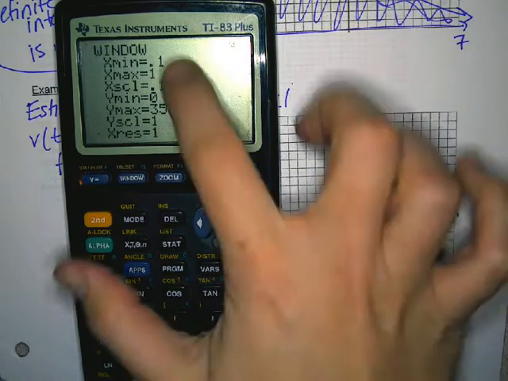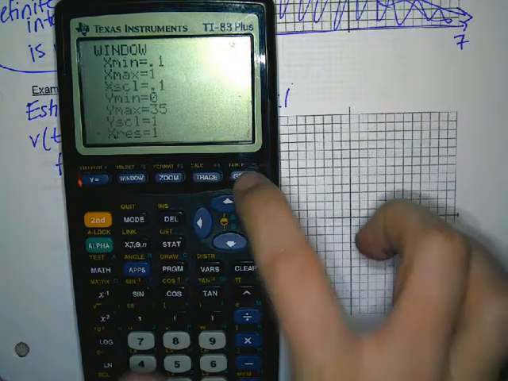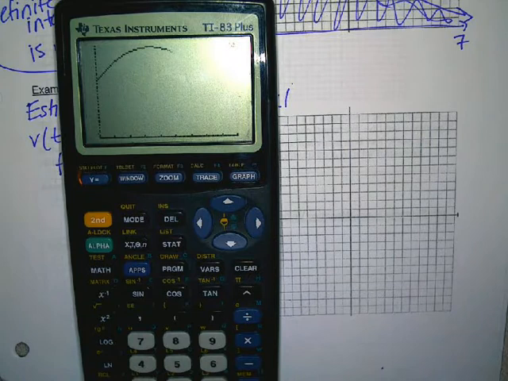So if this is your window, when you go to hit graph, I get a very nice spread out graph. If you don't change your hash marks, it's going to make your graph really, really squished. And so this spreads it out a little bit. It's the same graph, it's just a different window to look at it in. This is a very good graph to work with.